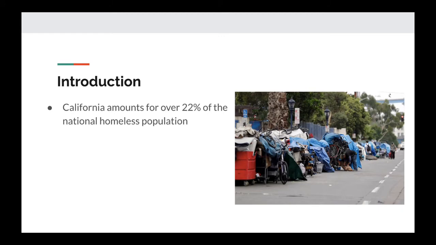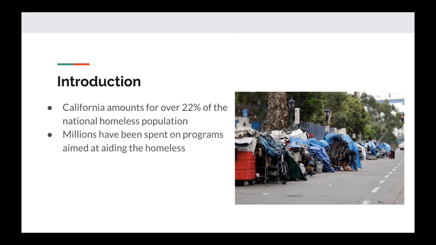entire national population. Since this is such a major issue, we have seen millions spent on programs aimed at aiding the homeless. In 2018, San Francisco spent over $300 million on homeless prevention services, and they housed more than 26,000 homeless individuals. But this is still a growing issue, even with all the money spent on programs.